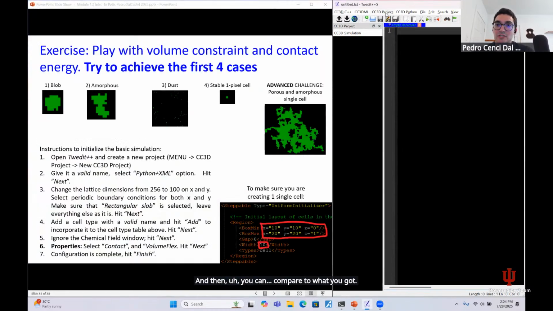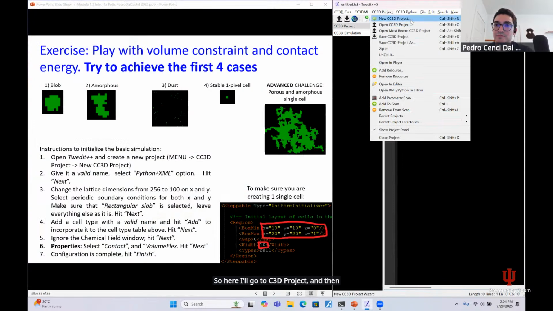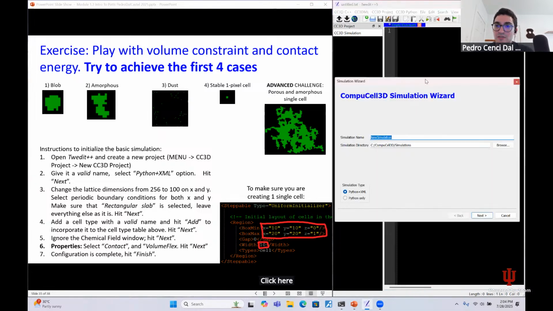So here I'll go CC3D project and then new project. So this drop down menu here and then new CC3D project. Click here, opens the wizard. Here in the wizard, you have to give it a proper name. One proper name would be like exercise 1 and a proper directory.